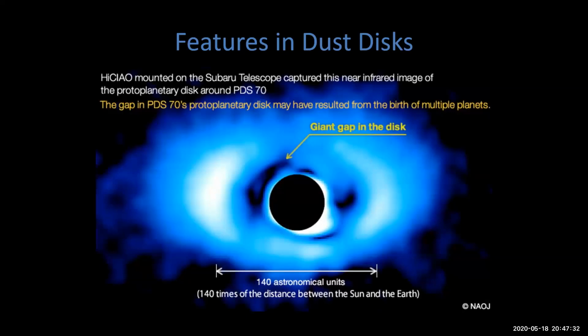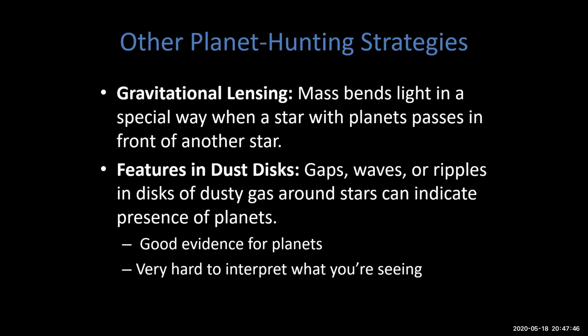And there's features in dust disks. We kind of talked about this as evidence for us understanding solar system formation processes earlier in the semester, but that is one additional way. So yeah, these are good evidence, but it's kind of hard to make these observations consistently.